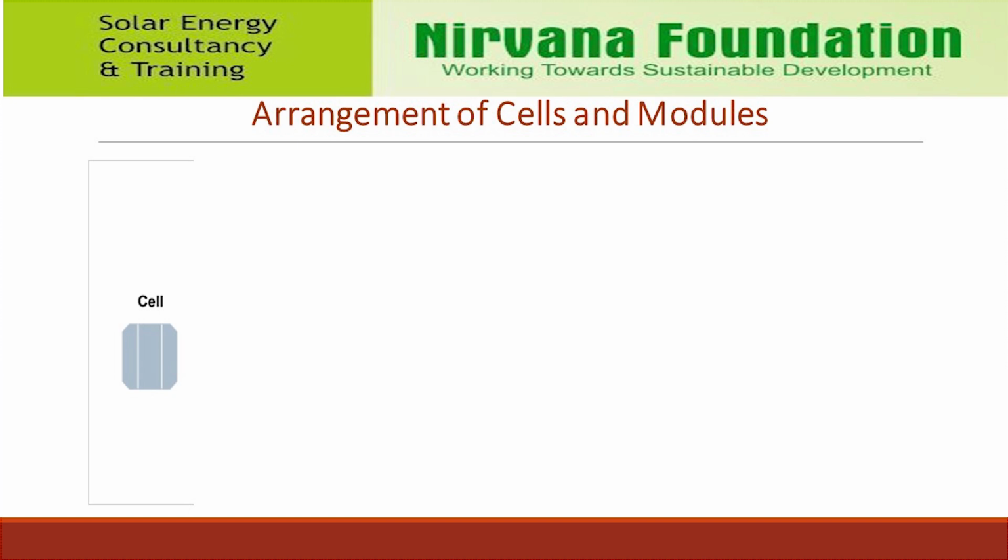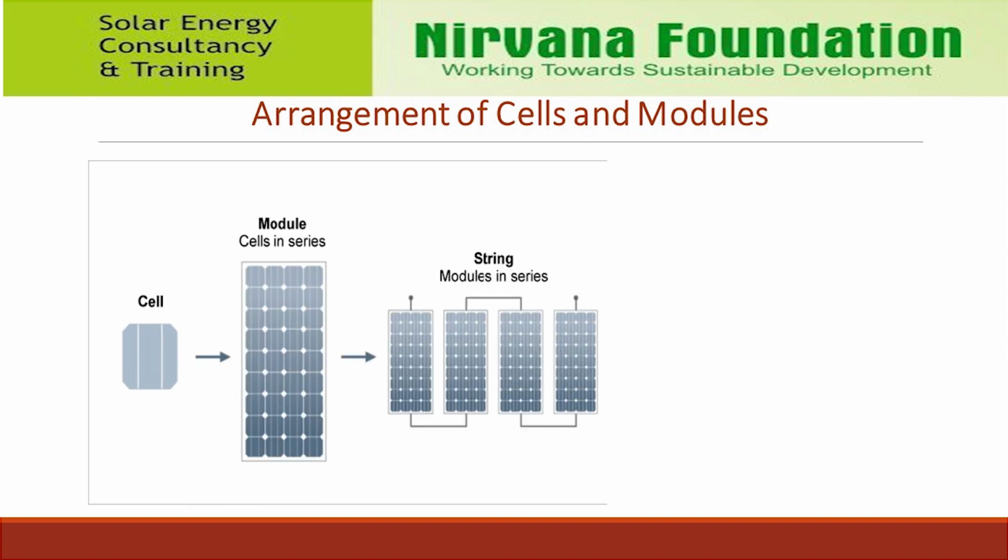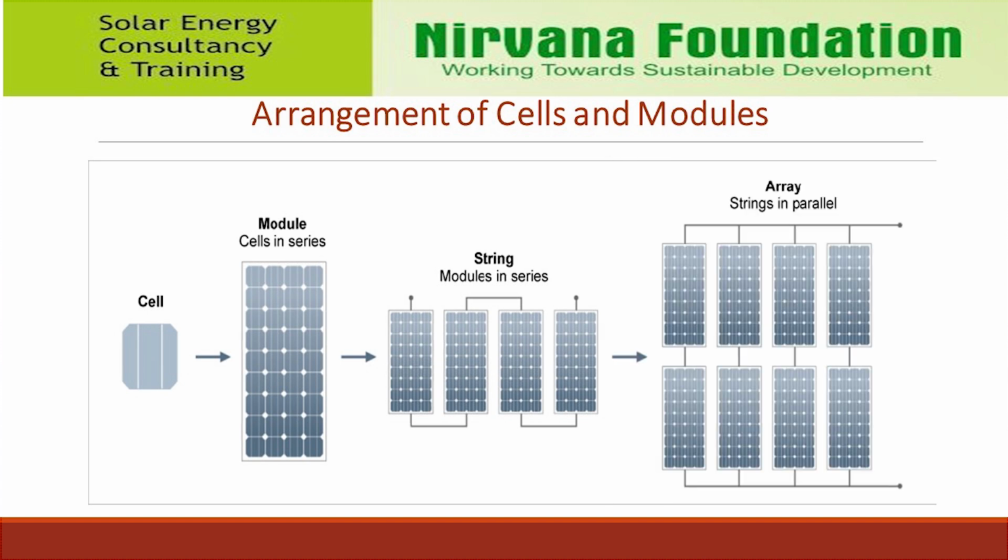A collection of PV modules is called a PV panel, and a system of panels is an array. Arrays of a photovoltaic system supply solar electricity to electrical equipment. Cells are connected in series to form a module. Modules are connected in series to form a string. Strings are connected in parallel to form an array.